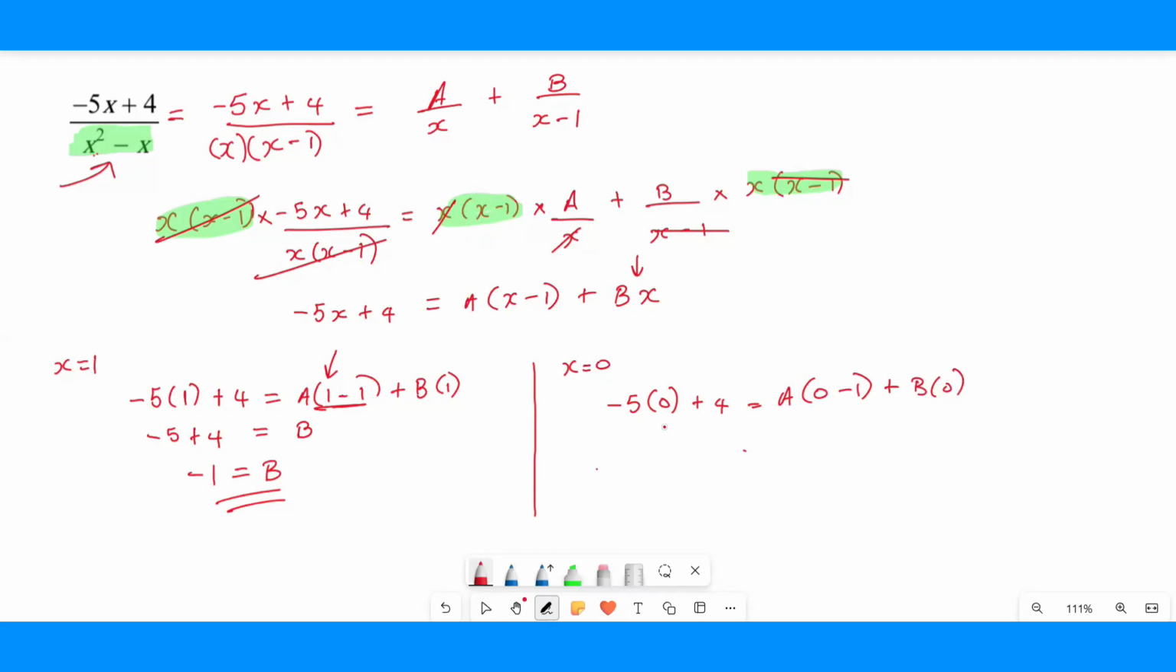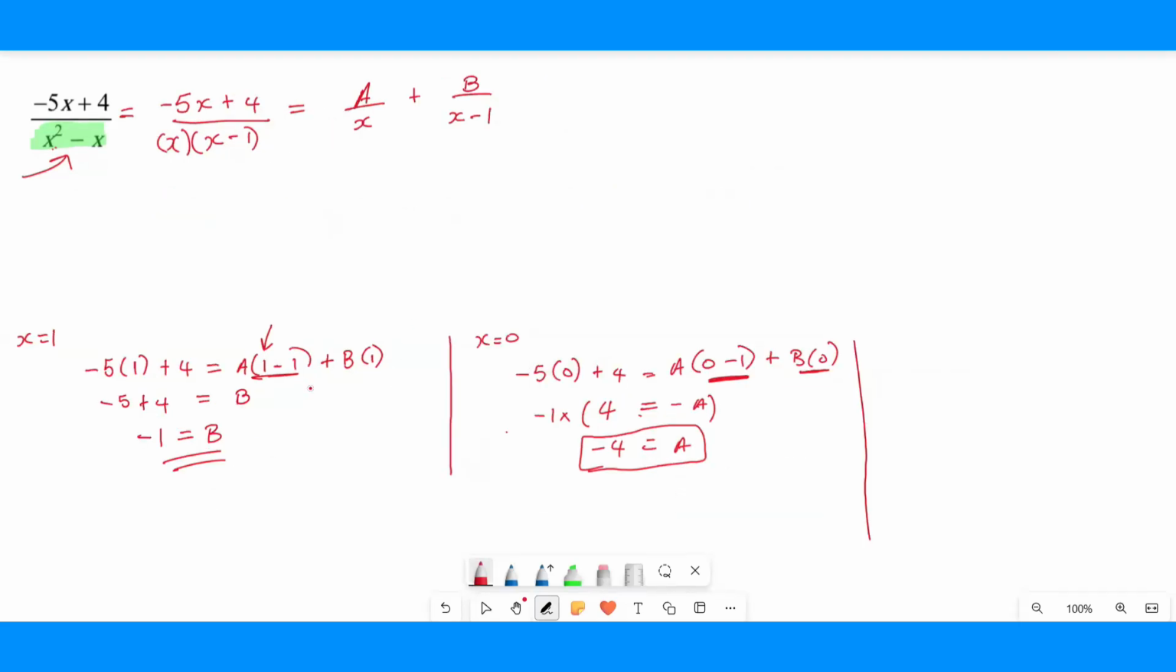Now, negative 5 times 0 is 0, so we're left with 4 on this side. Inside this parentheses, we have 0 minus 1, which is negative 1, times A, so it's negative A. And then this part becomes 0. If we multiply everything by negative 1, then negative 4 is equal to A. So right there, you're seeing where we find a value for A.